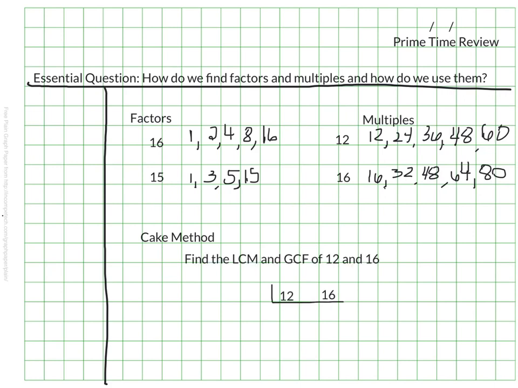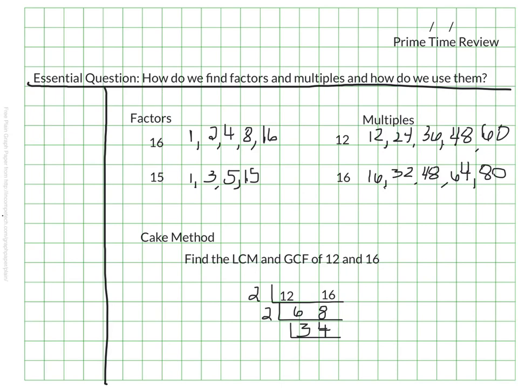I have my cake method all set up here, and of course I need to first figure out what number I can divide them both by, and I usually start with prime numbers. These can both be divided by 2. Of course that means my next layer I need to show what's left when I divide both 12 and 16 by 2. I'm going to continue that process, and I notice again they can be divided by 2, leaving me with a final line of 3 and 4, and that's where my cake will come to an end.